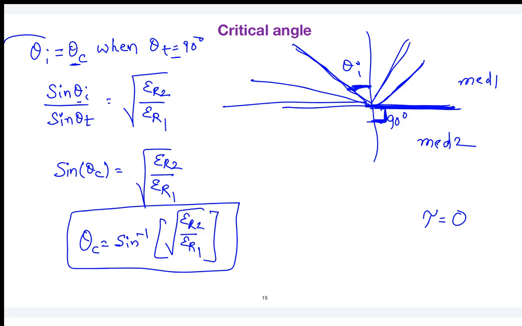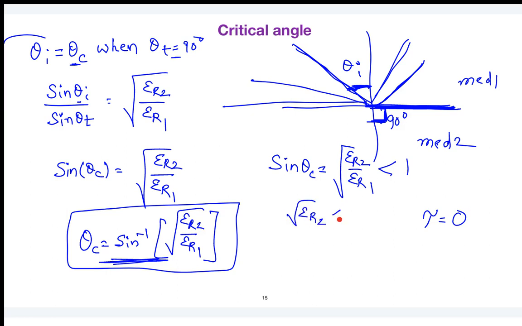Yeah. And one more here, there is a very interesting thing. So you know that from this equation, I can say sine theta c is equal to root over epsilon r2 by epsilon r1. The maximum value of sine theta lies from 0 to 1 if you take the modulus. So when you take the magnitude, it will be anyhow lesser than 1. So what will happen in that case? Your root epsilon r2 should be lesser than root epsilon r1, which means your epsilon r1 should be greater than epsilon r2.